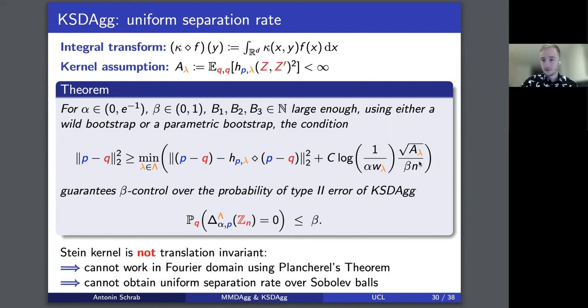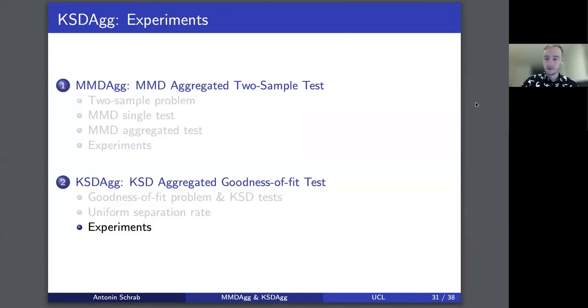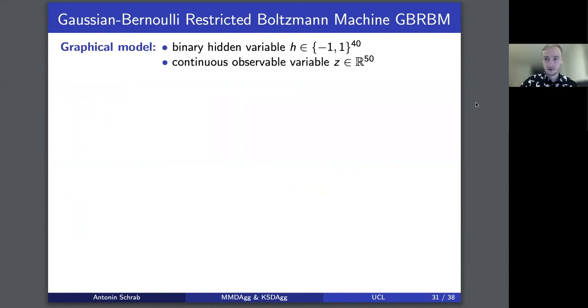And this other term here comes from a variance term actually. And here we have the A lambda that is defined here. It's our assumption that it's finite, but crucially, this value depends on lambda. So that's our theoretical result for a uniform separation rate. And we'll do the experiment and we can wrap up.